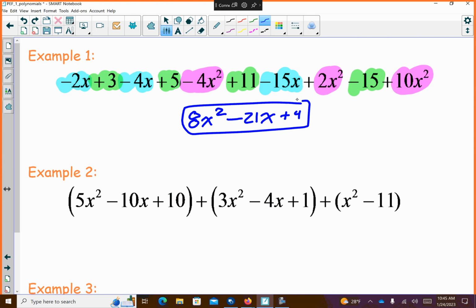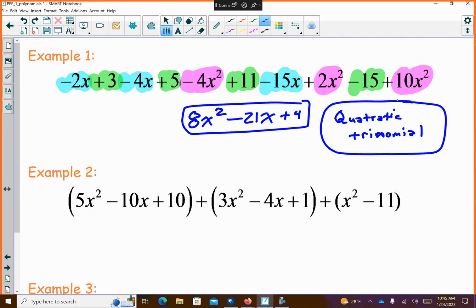Friends, that big old colorful mess up above breaks down real nicely. So this would be a quadratic trinomial. That's a complicated name. Does this look like something kind of familiar that we've been doing? Combine like terms. Pretty much, right? So keep that in mind as we're going through this. And you can't solve any further because they're different.